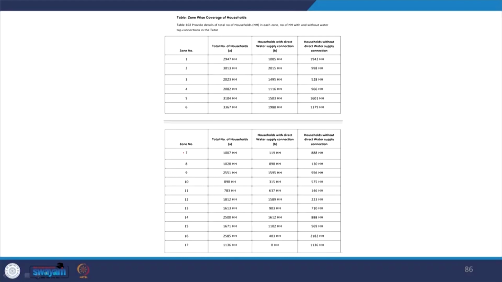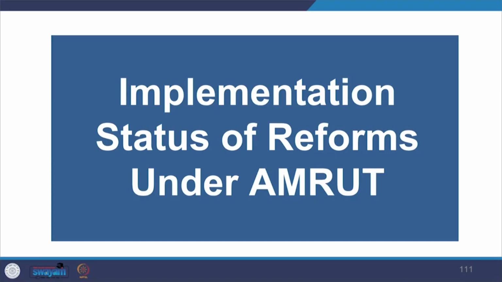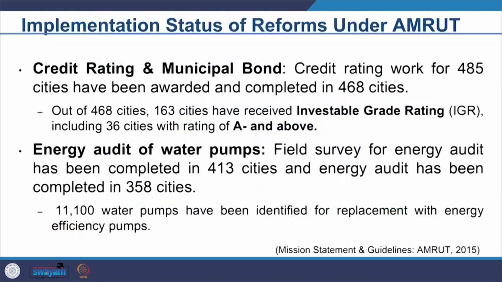So, further we see how they have also worked out water tap connections and how they have worked out the need of their area. So, we see how all these cities, states and the center are working together to make these things happen. While concluding, we see the implementation status of the reforms under AMRUT. We see that in many of the cities, credit rating and municipal bond. Credit rating work has been done for 485 cities.